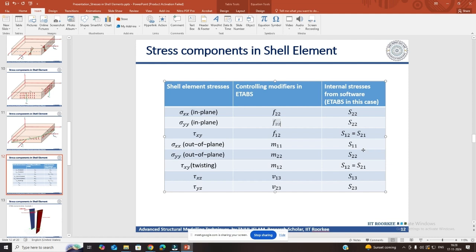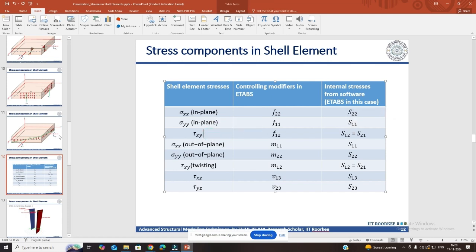Similarly, F11, this is S11. Okay, fine. So I guess this is understood. Then again, sigma yy, this is in plane. So this is similar to this one, sigma xx. But here you have to control F11 to control this. And correspondingly for stress you have to check S11.